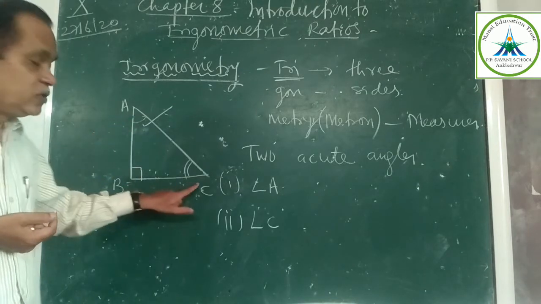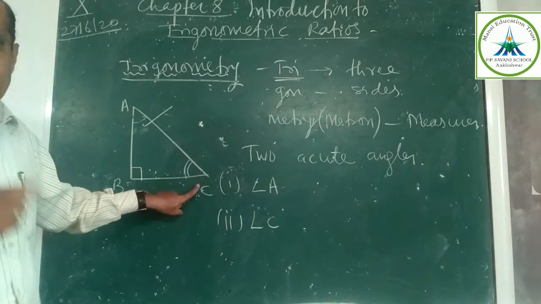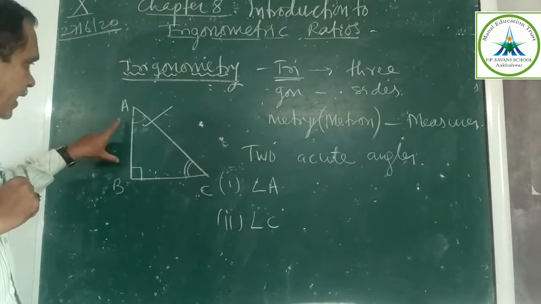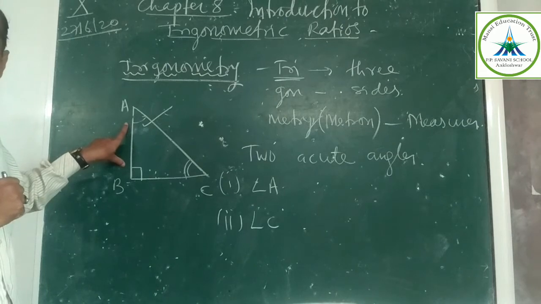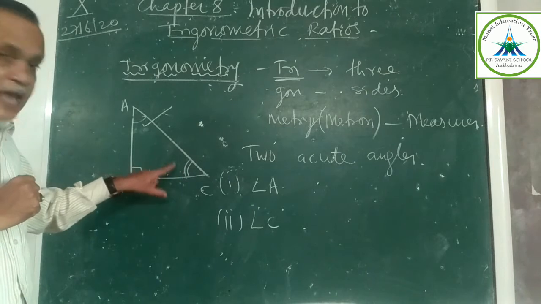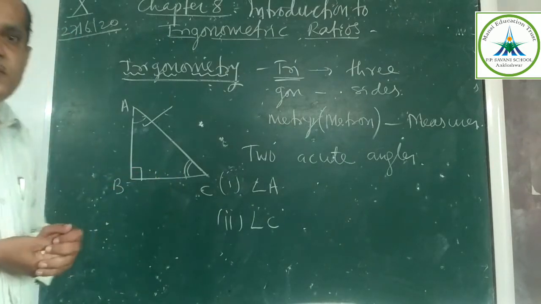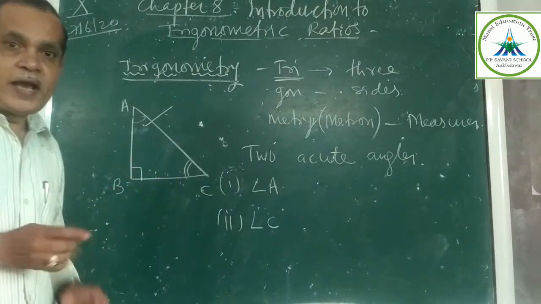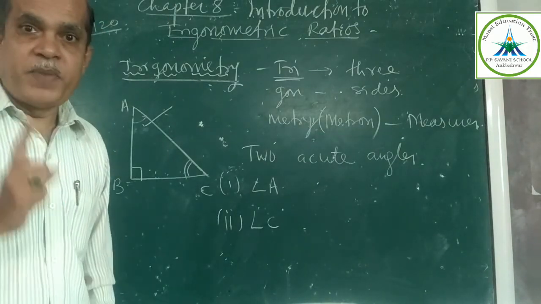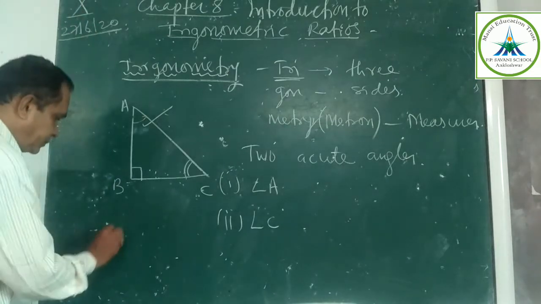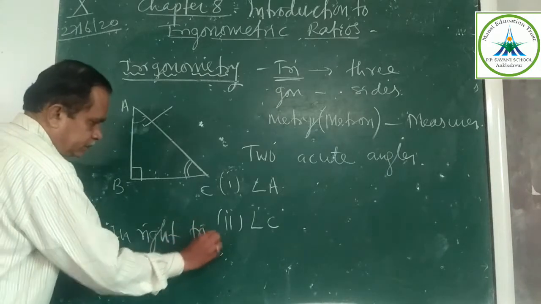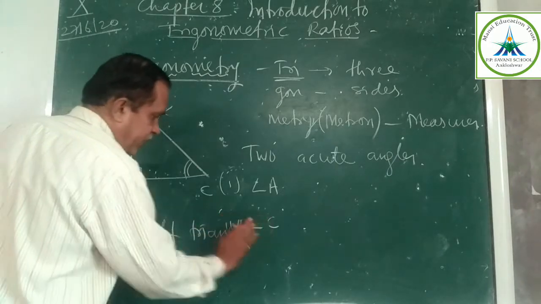Just to keep it easy to remember, it is said that for each acute angle, its opposite side is known as the perpendicular side. Okay? And the adjacent side is known as the base. Got it? For each acute angle in a right triangle, the opposite side is known as the perpendicular side. The adjacent side is known as the base. Remember it. In a right triangle, this is very important.